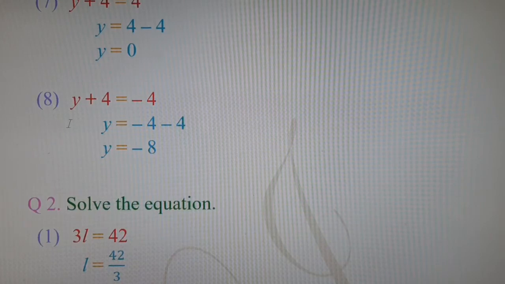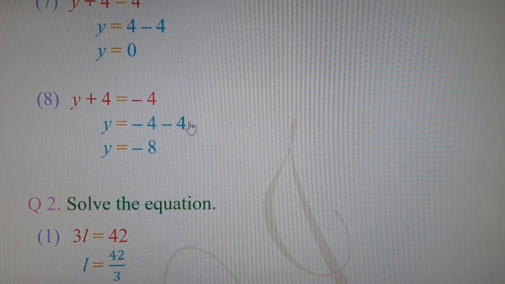Let's go to the eighth sum. In the eighth sum, y plus 4 is equal to minus 4, and we have to find the value of y, or the variable y. The alphabet is called the variable. So here the variable y is kept alone on the left hand side, and plus 4, which is its neighbor, will be transferred from left hand side to the right hand side. When plus 4 is transferred from left hand side to the right hand side, it becomes minus 4, because we are using the transpose rule. In the transpose rule, we use the opposite rule. Opposite of addition is subtraction.